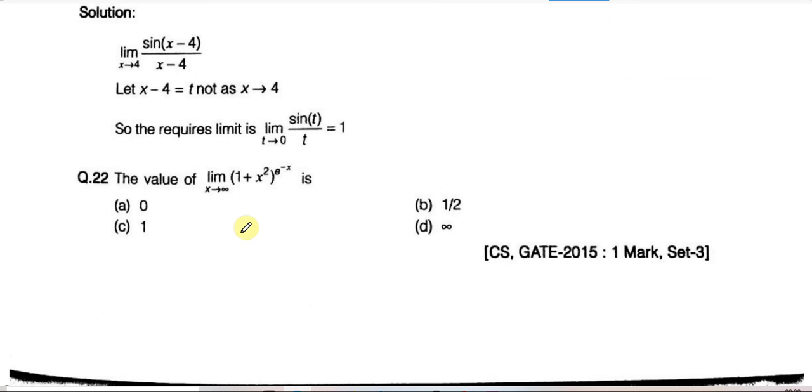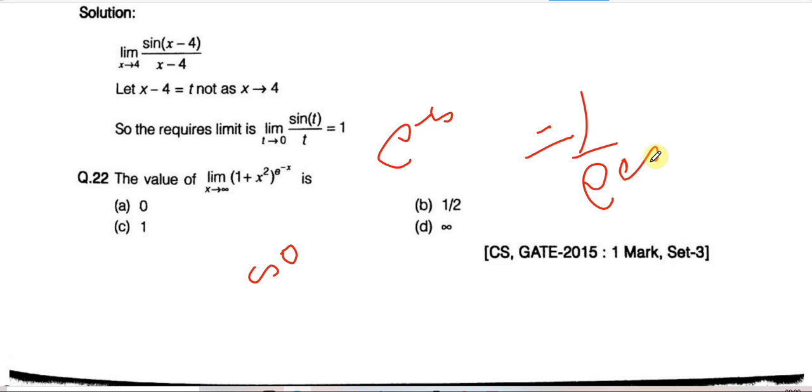Next problem. See, x plus x square to the power e to the power minus x. If x approaches infinity, then what will it be? It will be infinity to the power 1 upon infinity, which means 0. E to the power minus x is 1 upon e to the power x, and 1 upon infinity means 0. So infinity power 0 is there. What will you do? Simply take the log.